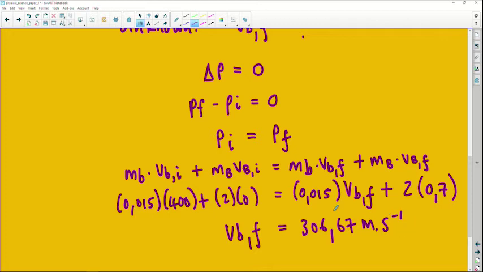And let's just quickly look at the value that we got. It kind of makes sense. Obviously, the bullet's velocity after it went through the block will be a lot smaller than before. We can see that the bullet had a velocity of 400 meters per second before it hit the block, and after it's gone through, now it has a velocity of 306.67 meters per second.